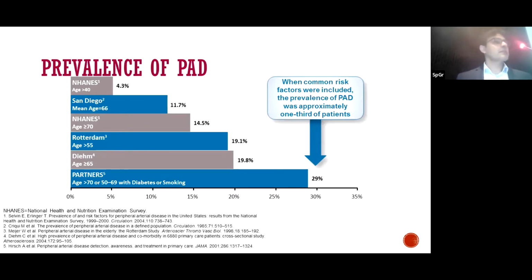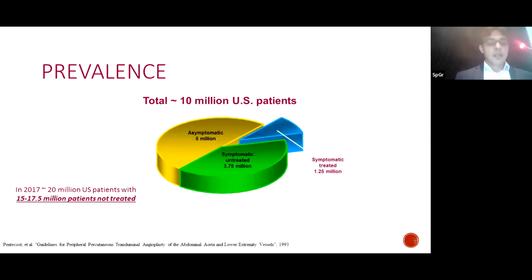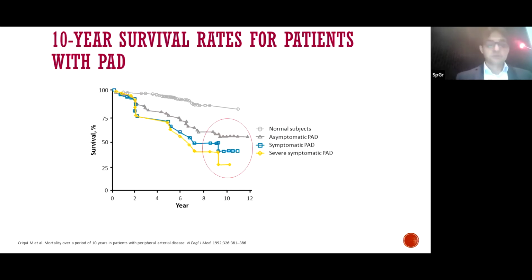If you look at patients who are age more than 70, or age more than 50 with either diabetes or smoking, their incidence can be as high as 30%. And even just age more than 65, incidence is about 20%. And of all the people who have PAD, very few are symptomatic. Some of them are symptomatic, but a minority of the symptomatic patients are getting treated.